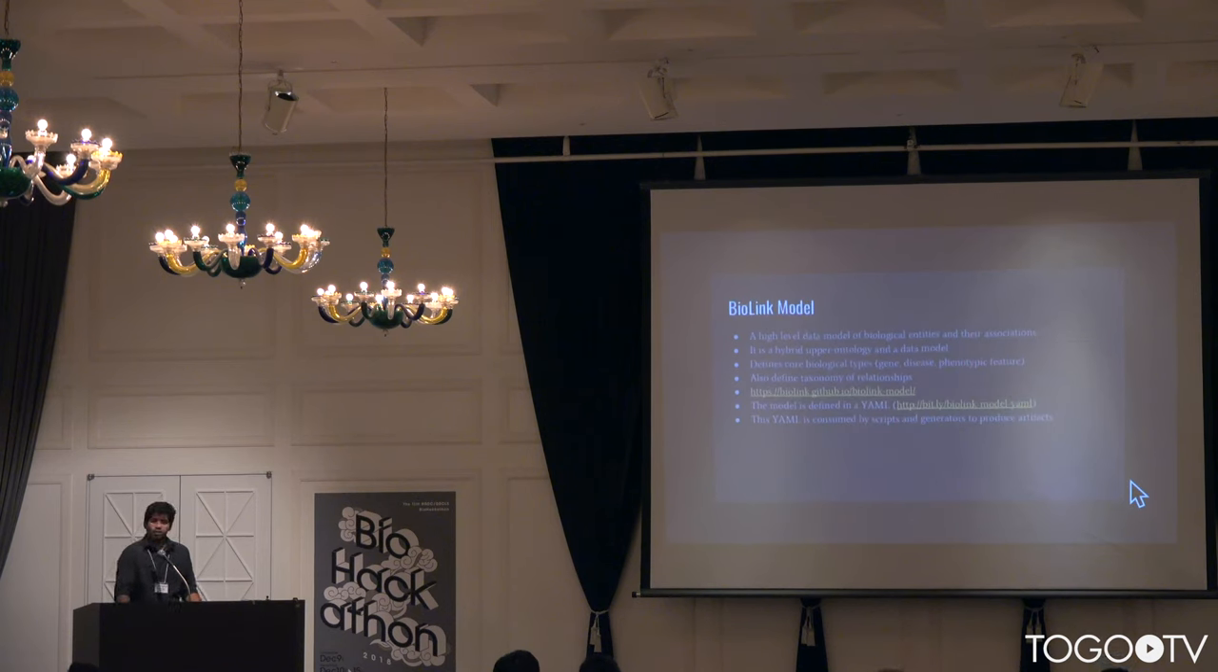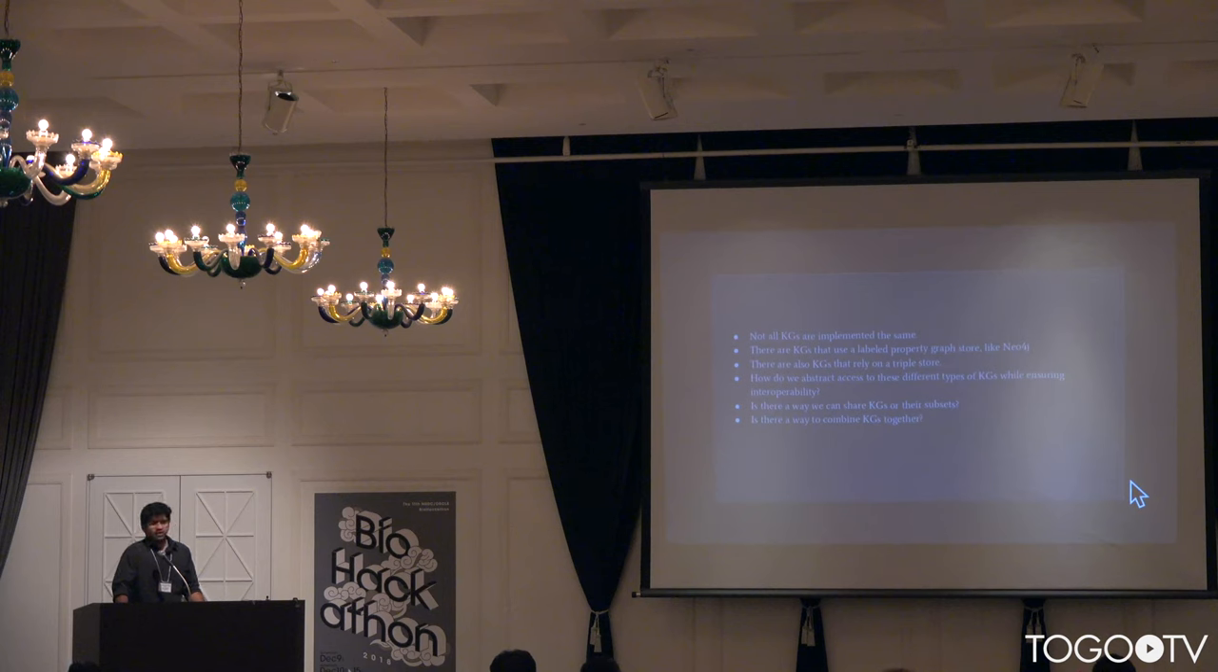Which brings us to the BioLink model. It is a high-level data model for representing biological entities and their associations. It defines core biological types like gene, disease, and phenotypic feature. And it also defines a taxonomy of relationships between these biological types, like gene-to-gene associations, gene-to-disease associations, and so on. The model itself is defined in a YAML file, which is then consumed by scripts and generators to create the documentation, the JSON schema, and the RDF Turtle.